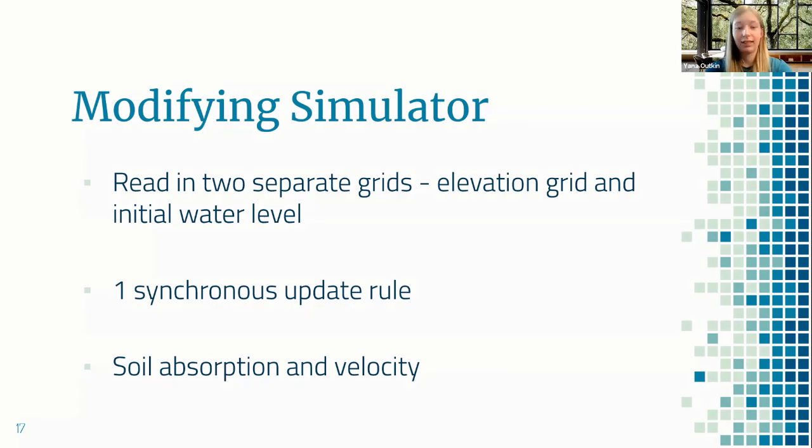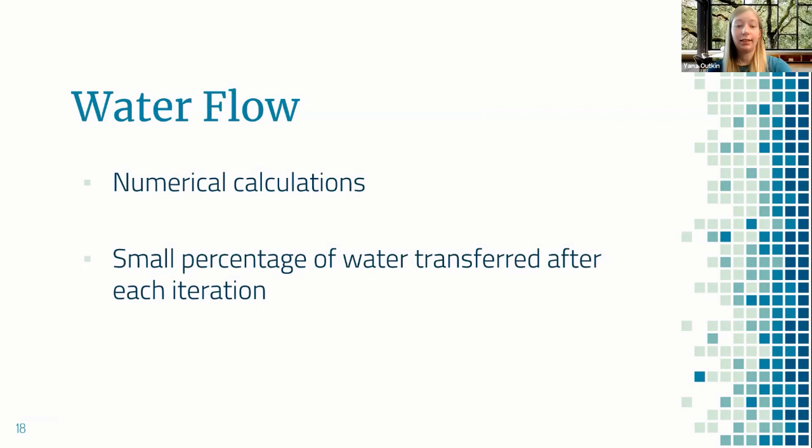Okay. So each cell's water level is numerically evaluated based on its 6 neighbors' heights and water levels. And to create a more continuous water flow across the region, only a small percentage of the possible water is transferred after each iteration, so that it spreads out more evenly across the region. For example, it's like 1% of the possible water.